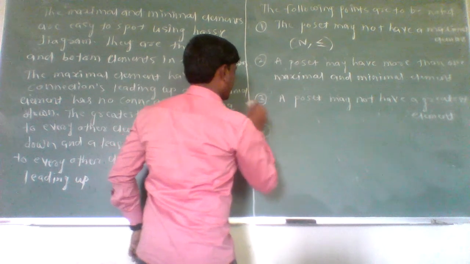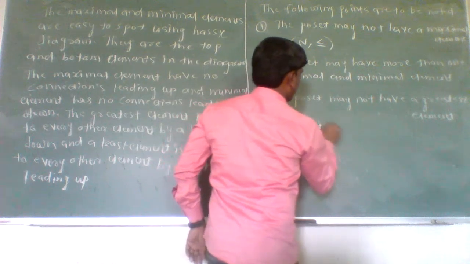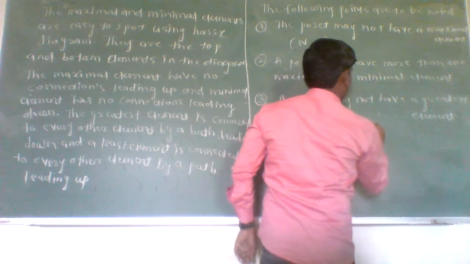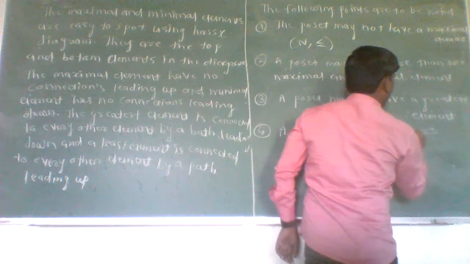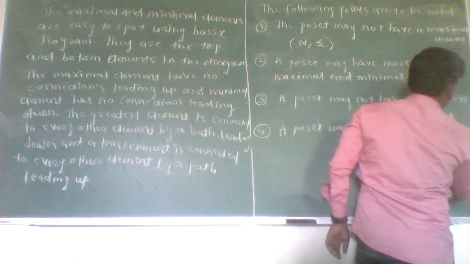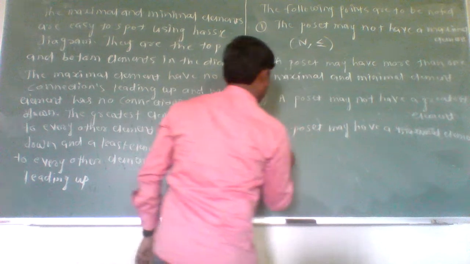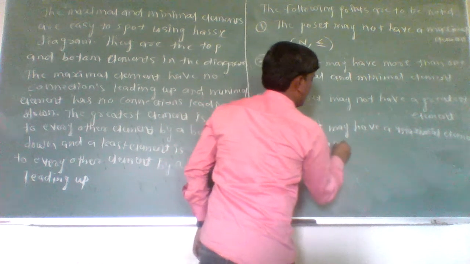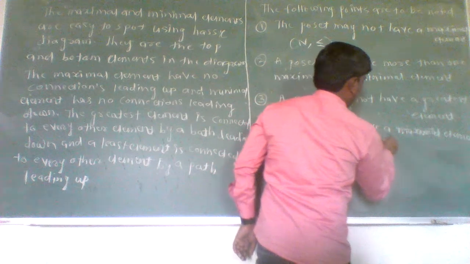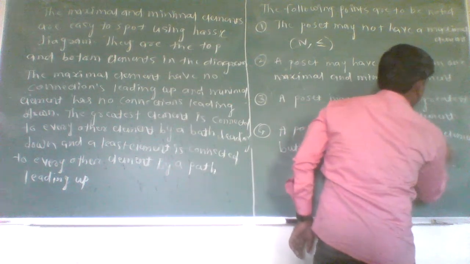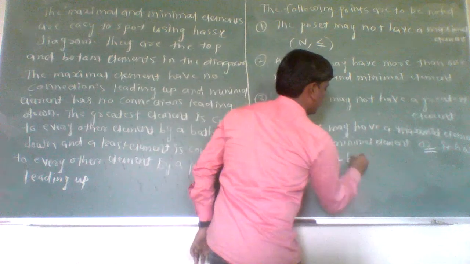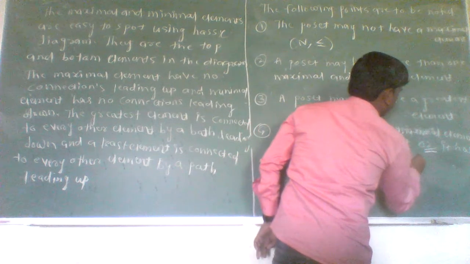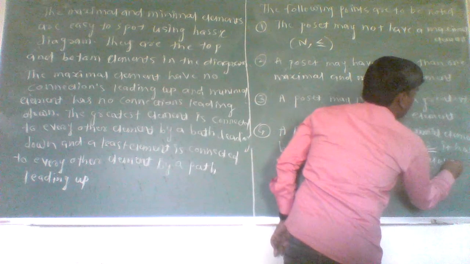Fourth one: a poset may have a maximal element but not a minimal element, or it has a minimal element but not a maximal element. It is also possible. Let us take some examples.